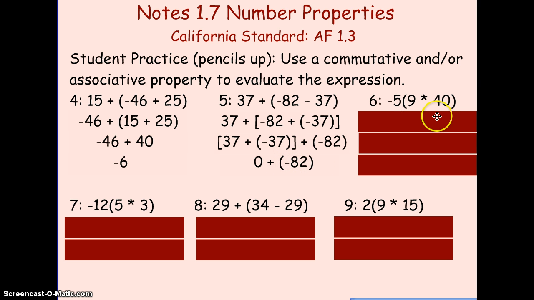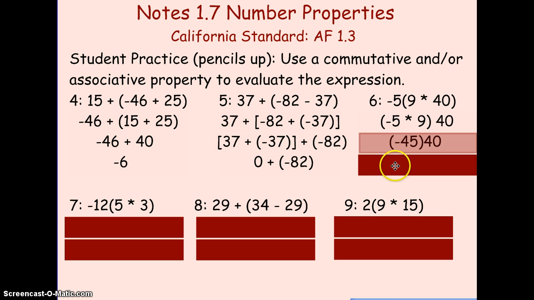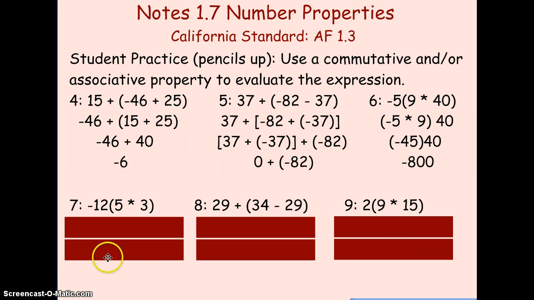Okay. Problem number 6. Again, I have some options. I could just multiply these 2 together, but notice it says I have to use a property. So I'm going to go ahead and move my grouping symbols so that I can do negative 5 times 9 first, because I like that 0 on the end of 40. I think it's easy to multiply with. So now I have negative 45 times 40. I multiply them together and get negative 800.